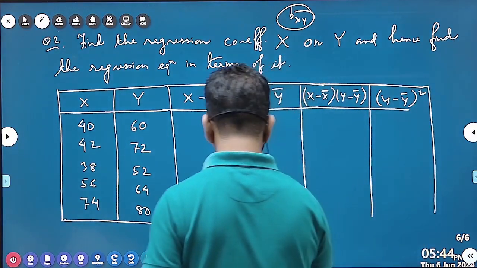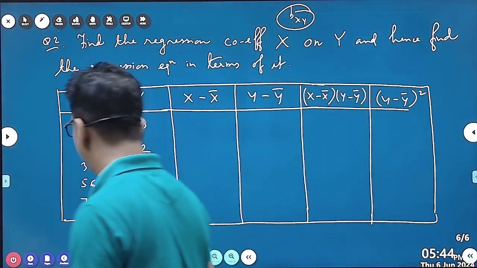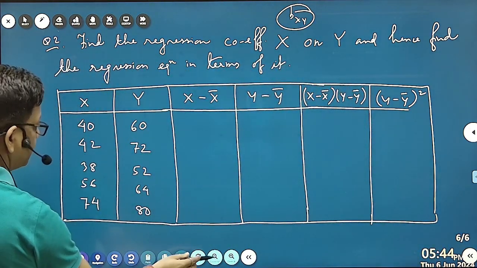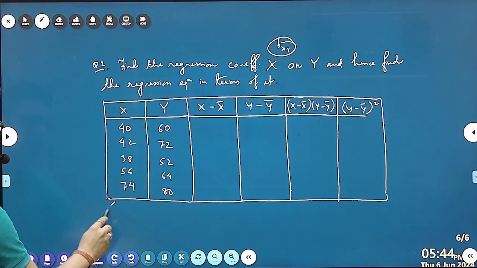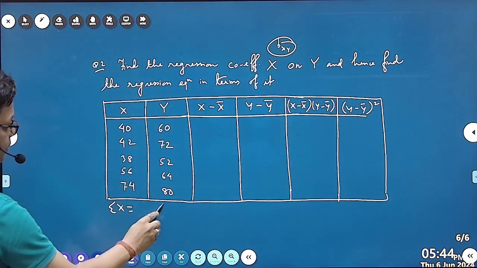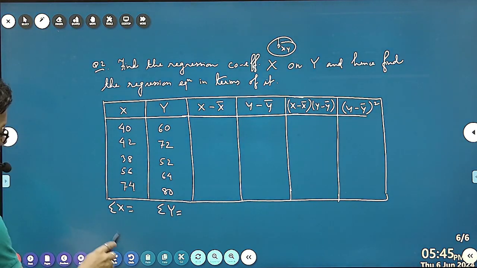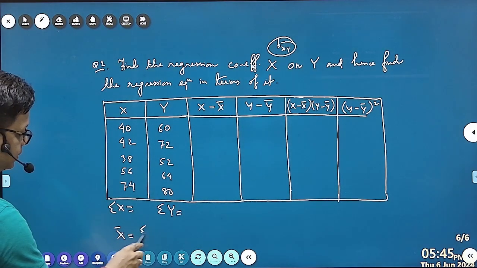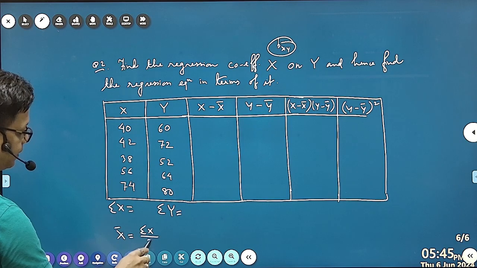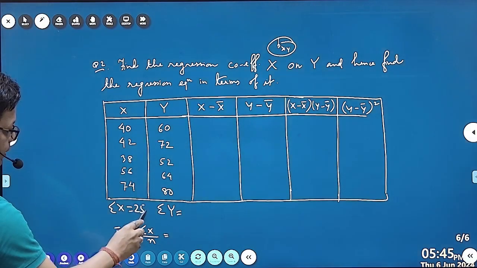Now, what should you find initially to go for all the columns? You should know what x bar is. To find x bar, you must have the summation of x. I believe you all know this now. We will find x bar first. X bar means summation of x by n. It is 250.